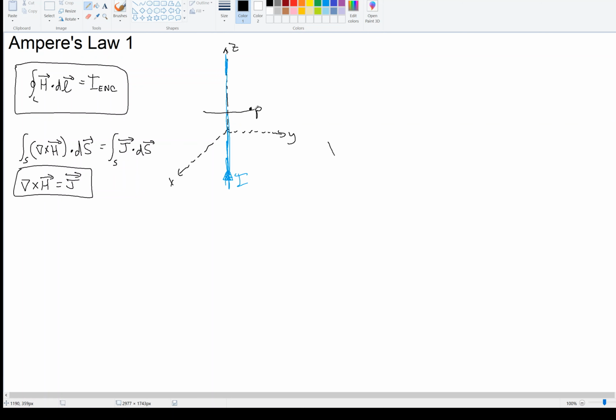So I'm going to strategically pick a circle that passes through the point of interest like that, and that's my Amperian path. That's the analogous thing to a Gaussian surface for Gauss's law. Now, this Amperian path, path L, encloses all of current I, so we can write that I is equal to the closed line integral over L of H dot dl.